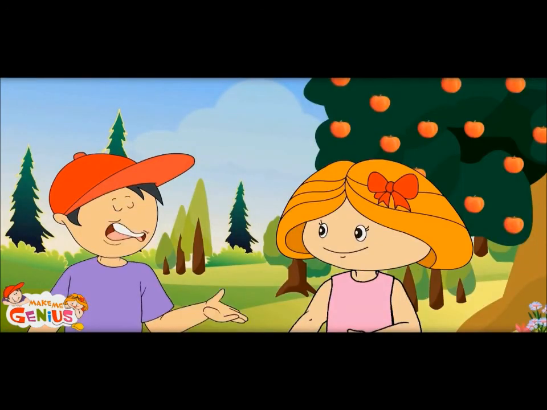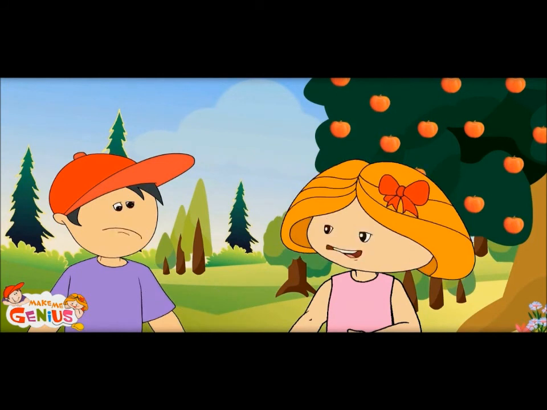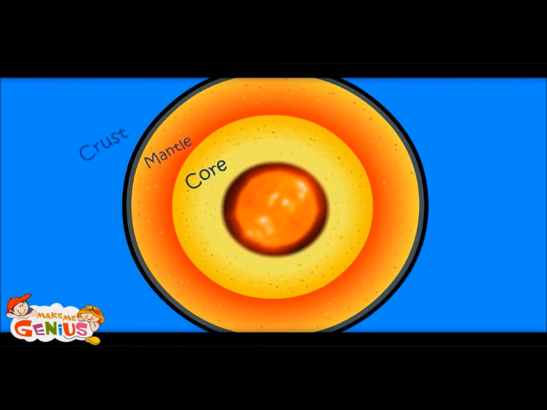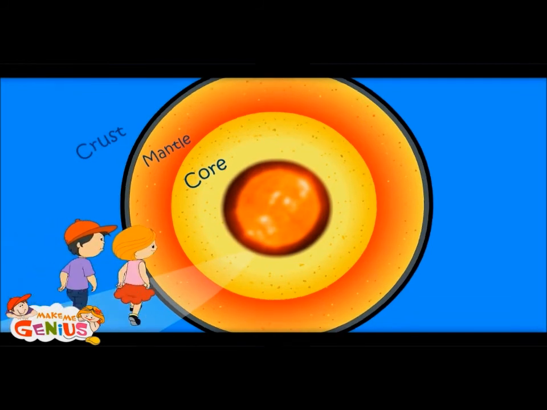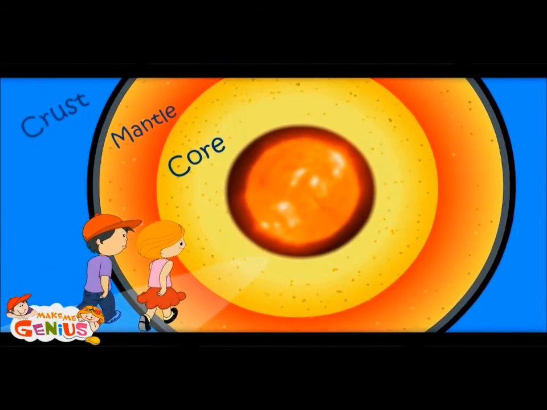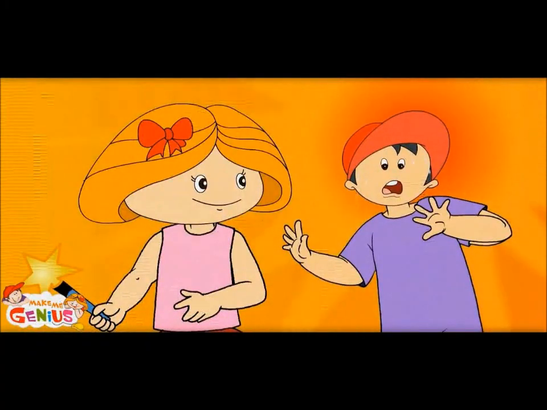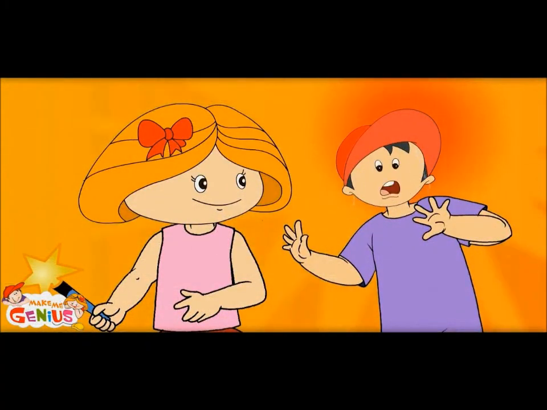But how is Earth like a magnet? Oh, we will have to go to the Earth's inside. Have a look. This is Earth from outside. Earth is divided in 3 parts: crust, mantle, core. We have crossed Earth's crust and now we are passing through the mantle. It is very hot in here.